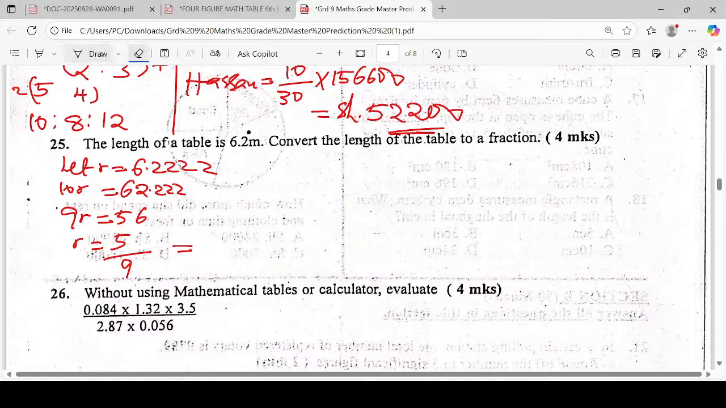56 over 9. And when you have 56 over 9, what are you going to get? That is like saying 6 whole number 2 over 9 meters. 6 whole number 2 over 9 meters will become your solution. Remember, this paper is closer to how the KJSEA paper will be looking, so make sure you are attentive and following well.